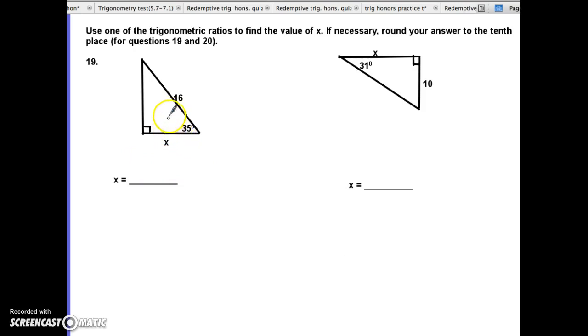Finally, use one of the trig ratios to find the value of x. And in this one, we want to find x, so we have this angle here, 35. So since x is adjacent to it, this is the hypotenuse, we would say CAH for adjacent. So cosine of 35 would be equal to adjacent, which is x, over what? Hypotenuse, which is 16.